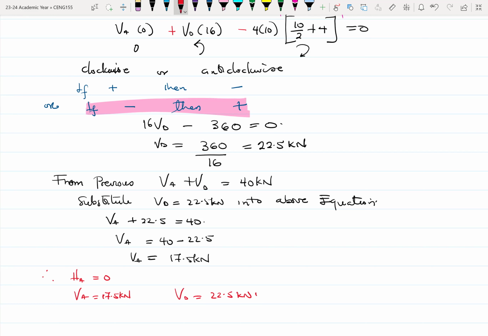When you're solving a question in exams, you don't need to state which options you are choosing in terms of the anti-clockwise or the clockwise directions. It doesn't matter. Your final answer will be the same regardless, so you don't need to state. Just solve it and you end up with the same answer. So this is what we are supposed to do.